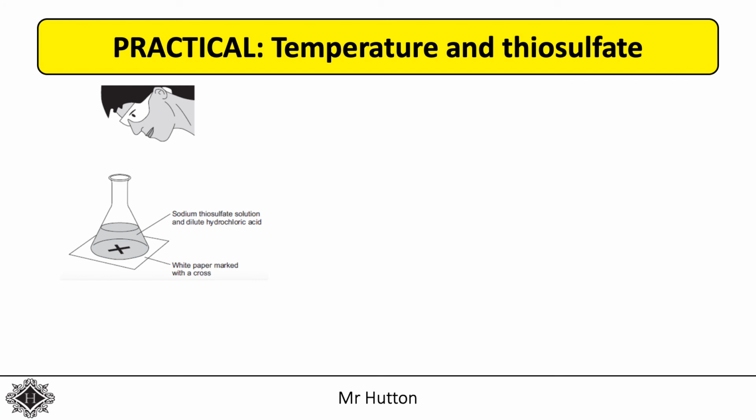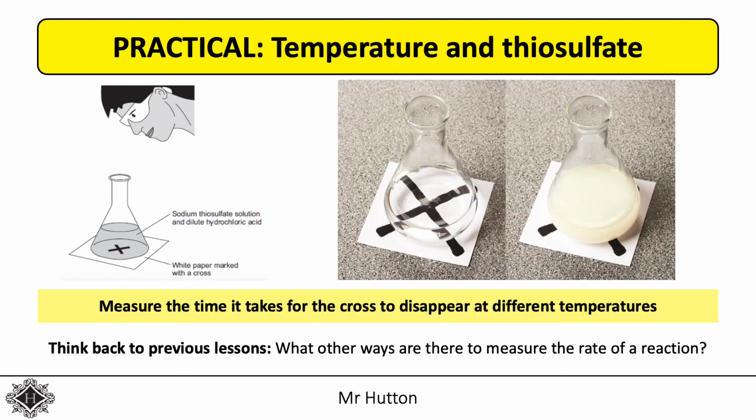Good. Hopefully you've come up with this idea of using the black cross on a piece of card with your conical flask over the top, looking down into it, and as that sulfur is produced, it becomes more and more cloudy, and then when you can't see the cross anymore, you would stop your timer. So an example there, it would start off very clear, and then at the end you cannot see the cross through the solution because of your sulfur precipitate. So you're going to measure the time it takes for the cross to disappear at different temperatures.